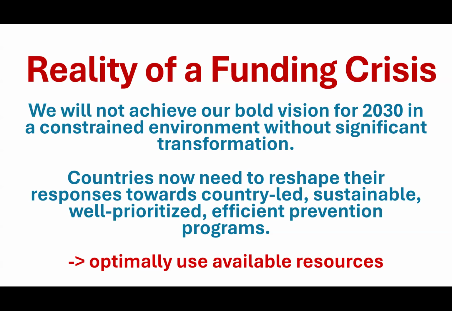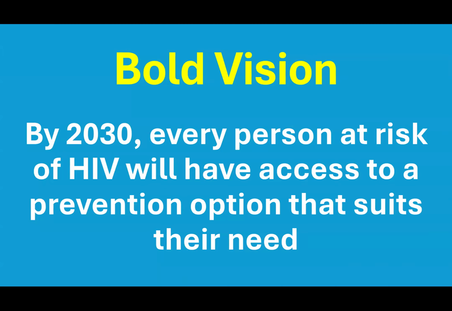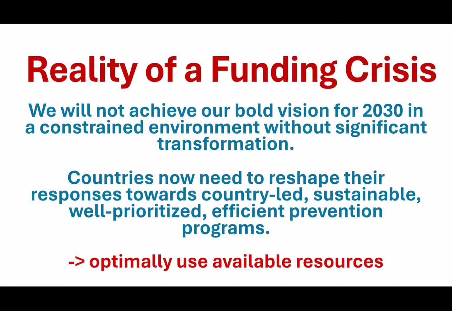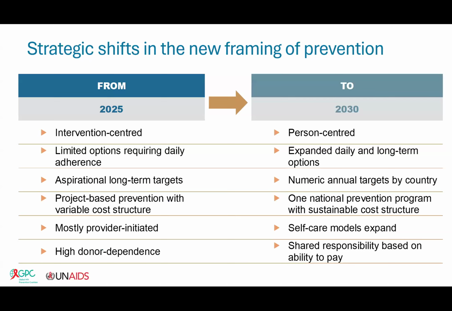The bold vision is that by 2030, every person should have access to an HIV prevention option that suits their need. But at the same time, we know there's the reality of a funding crisis and the need to optimally allocate resources. The new framework proposes a number of transitions from the old framework. So the new framework is represented here in the column 2030. So a transition from intervention-centered to a more integrated person-centered approach, from limited options, all requiring daily adherence, to expanding over this period into long-acting prevention options. We want to move from aspirational long-term targets to numeric annual targets. And as Mary already illustrated, the basis for such annual targets is a denominator or needs estimates, both for people and products of HIV prevention.